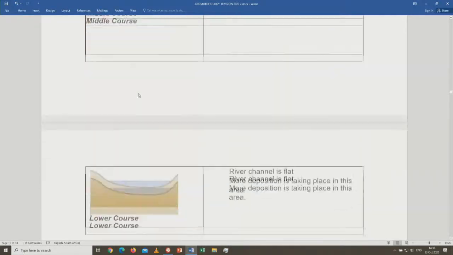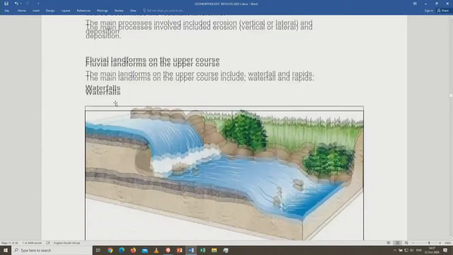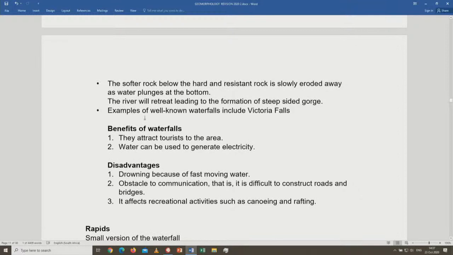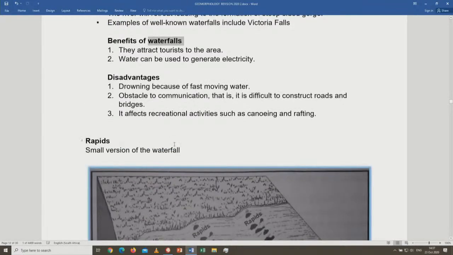Here it is also over here. And then here are some of the examples. Waterfall, here's a waterfall over here. And then the benefits of a waterfall: they attract tourists to the area. Remember what we said, the waterfall is formed where? It's formed in an upper course. It can also be used to generate electricity. These are some of the disadvantages also.